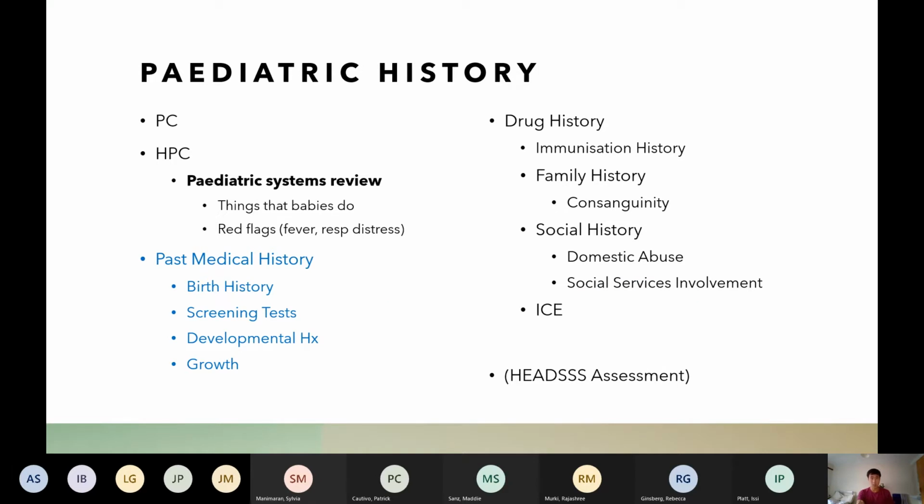Moving on to past medical history. Again, these following slides are more extensive than you would ask in a history, but this is for you to look back to later to give you a grounding in PAEDS.